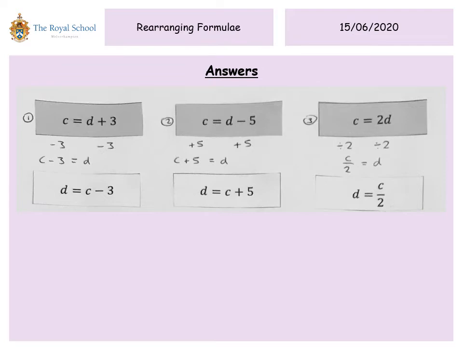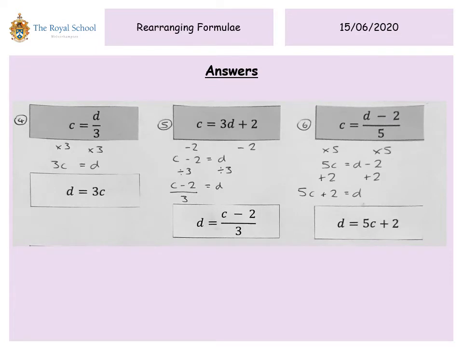The first one that we went through, take 3 from both sides. The second one I've got here is another one-step formula. We've got D minus 5, so we add 5 to rearrange the formula. And then the third one here, we've got C equals 2D. So again, we've got a single step formula, but we need to divide both sides by 2 in order to get D on its own.